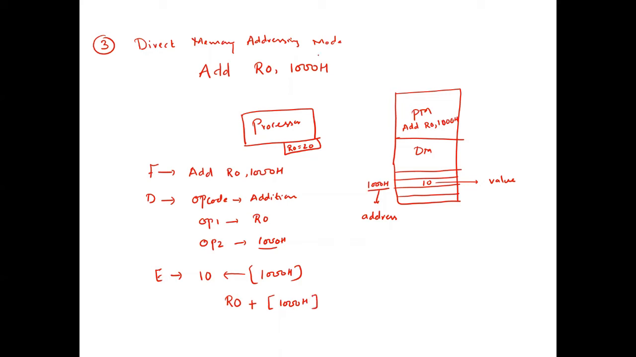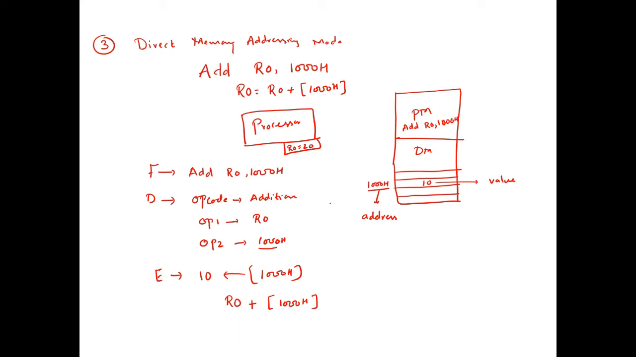Why 1000H? Because we have mentioned in the instruction that we are going to add the content of R0 with the content of the memory location whose address is 1000H. And how are we going to describe this? R0 equals R0 plus the content of memory 1000. The square bracket represents the content of the memory location whose address is specified within that bracket.